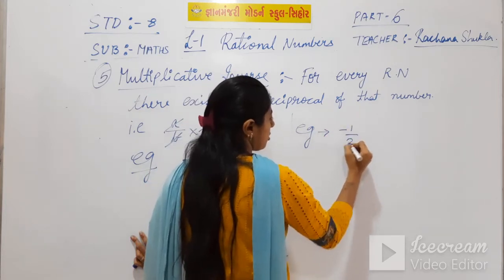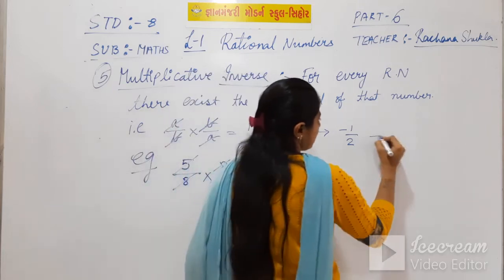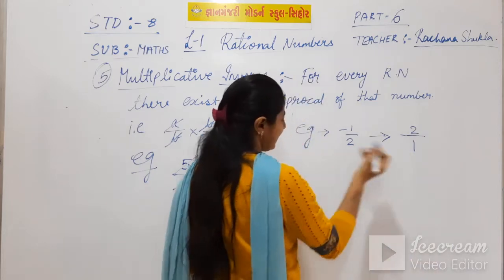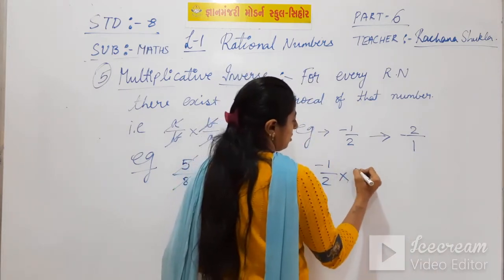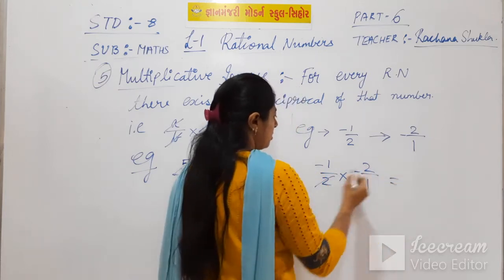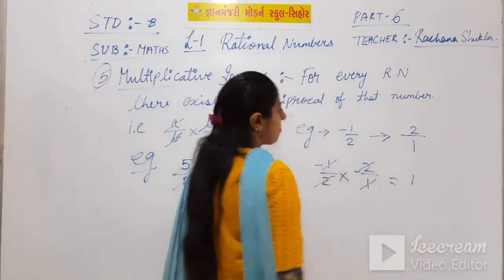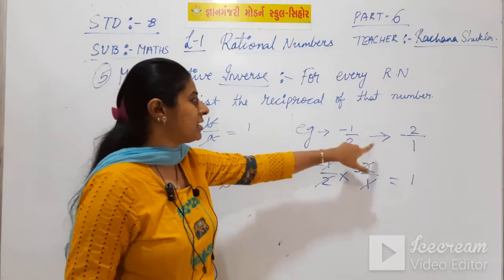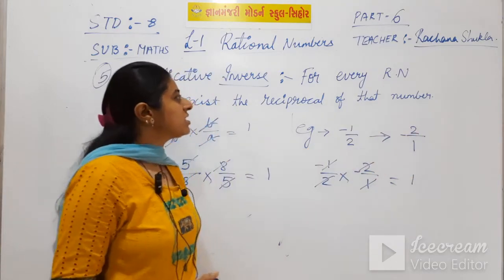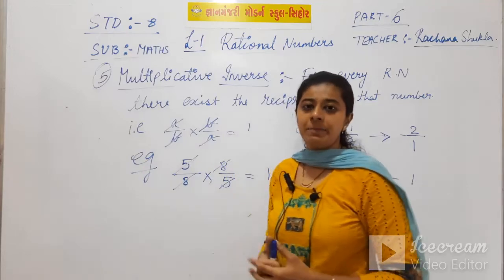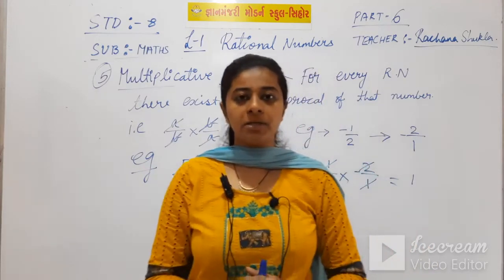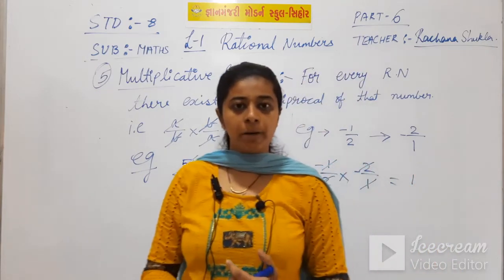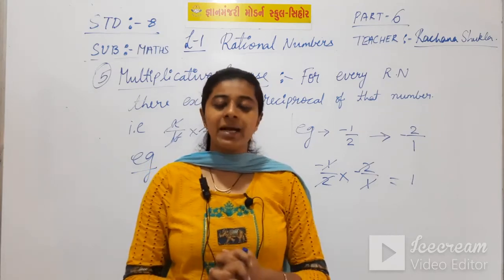Then another minus example. Minus 1 upon 2. So, the reciprocal of minus 1 upon 2 is minus 2 upon 1. See, let's check. Minus 1 upon 2 into minus 2 upon 1 is equal to 2 cut, 1 cut, minus into minus is plus. So, you got the answer 1. This was all the properties of multiplication.